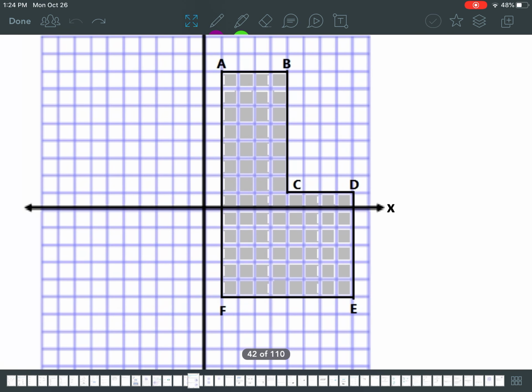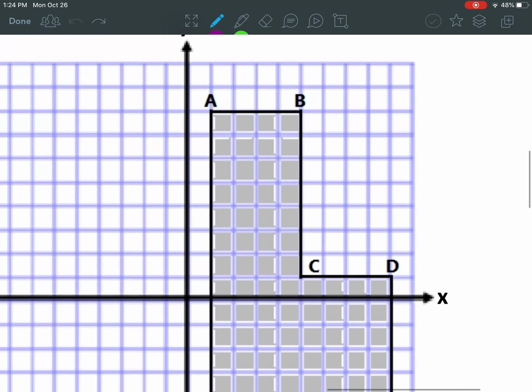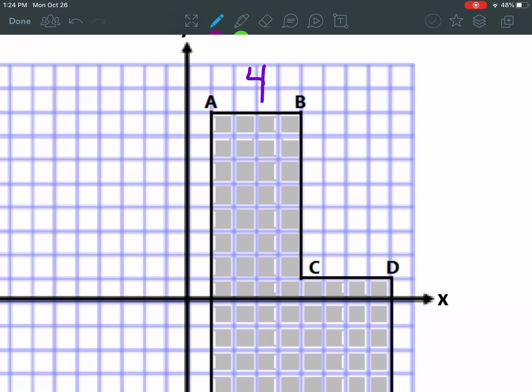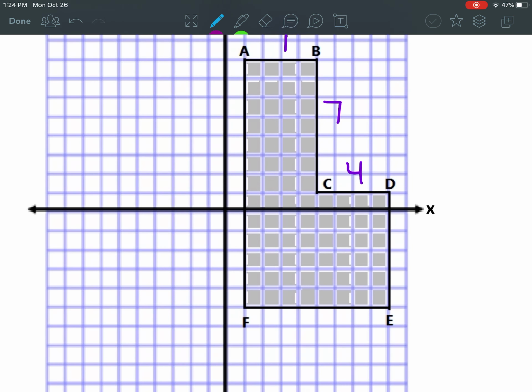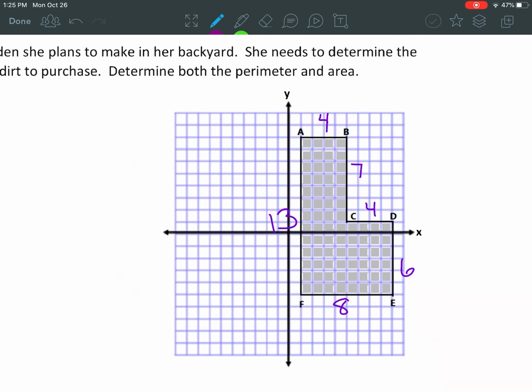Okay, so the first thing we want to do is find the lengths of all of our sides. A to B would be 4. B to C would be 1, 2, 3, 4, 5, 6, 7. C to D is 1, 2, 3, 4. D to E is 1, 2, 3, 4, 5, 6. E to F is 1, 2, 3, 4, 5, 6, 7, 8. And F to A, I can add 6 plus 7 without having to count all of that and know that would be 13.